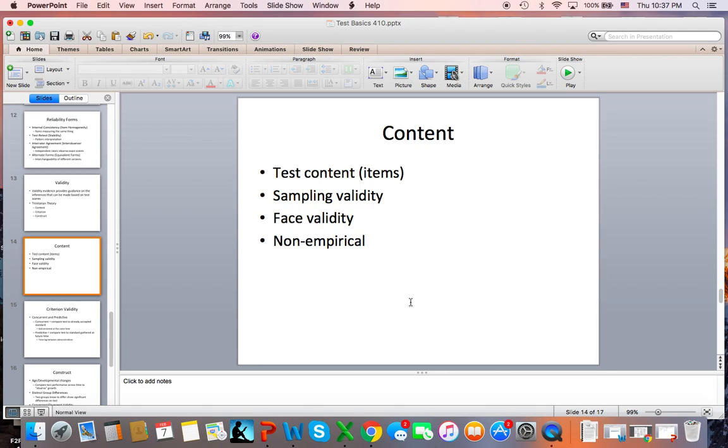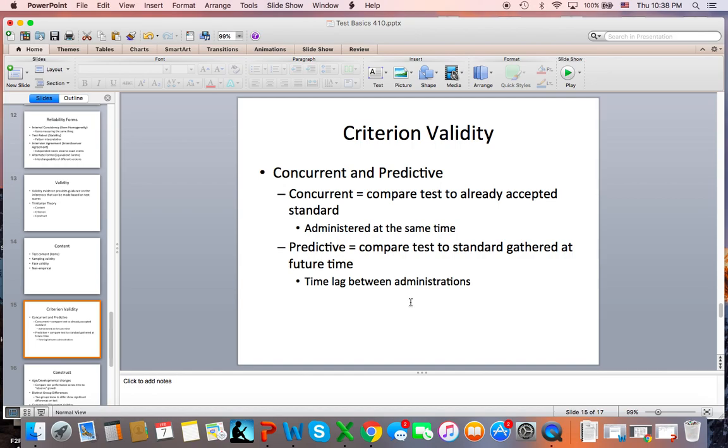One of the big things of content validity is face validity. Face validity just means if somebody were to look at a test, on the face of it, does it seem to be measuring what it purports to measure? So it's really like, do the people who intend on using it feel like it's appropriate for what it's being used for? Content validity is non-empirical. A lot of it's based on professional and personal opinion or judgment. Then there's criterion validity. Criterion validity is broken into concurrent validity and predictive validity.